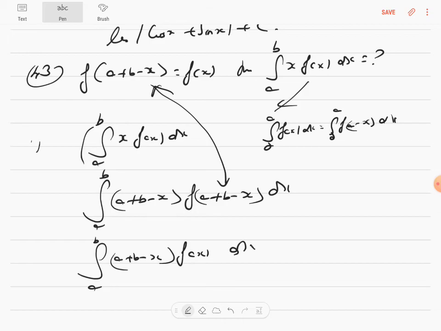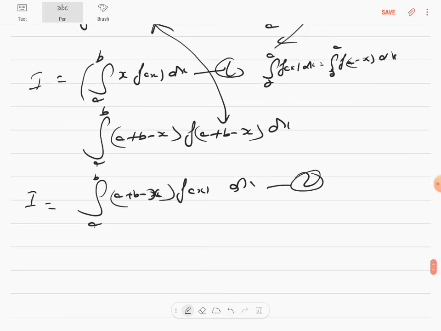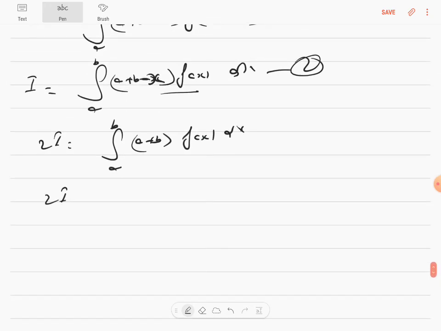So this is also I, this is also I, and when you add this equation and this equation, the x part completely gets cancelled. Can you see a minus x f of x and x f of x? So you are left only with a plus b. So 2I is equal to a plus b into integral of f of x dx. And a plus b is just a constant, you can take it out, and this 2 you can bring down: a plus b by 2 integration of a to b f of x dx is what you need to prove, and you have that as the answer there.